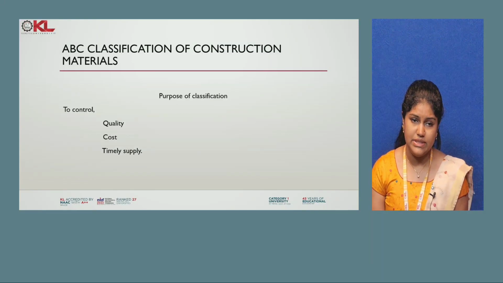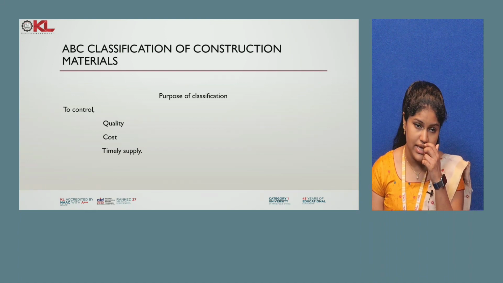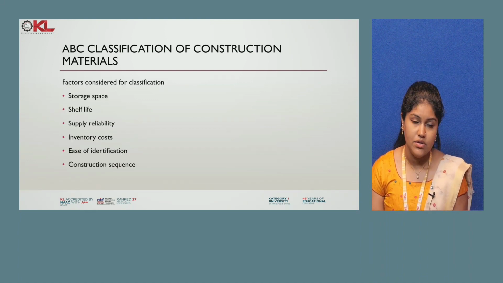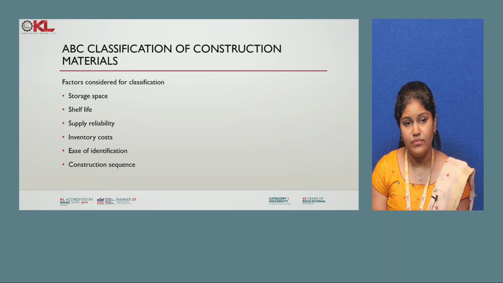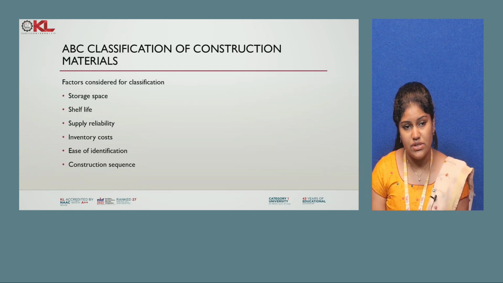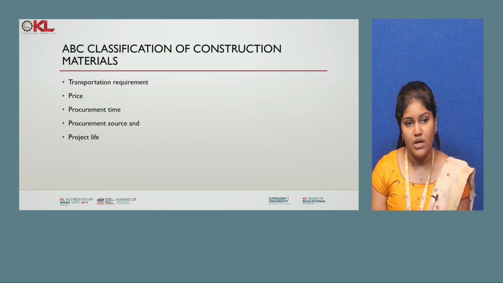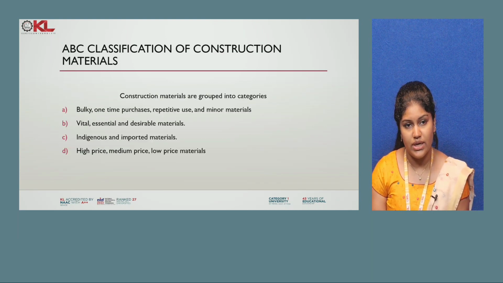The purpose of the classification is to classify based on quality, cost and timely supply. So in the ABC classification, what are the factors to be considered? We have to think about the storage space, shelf life, supply reliability, inventory cost, ease of identification, construction sequence. Other than that, transportation requirement, price, procurement time, procurement source and project life.